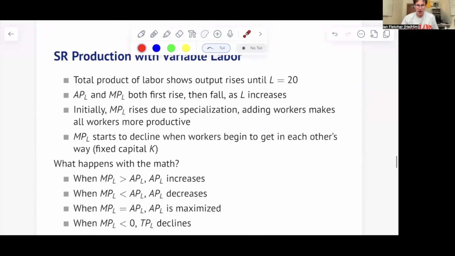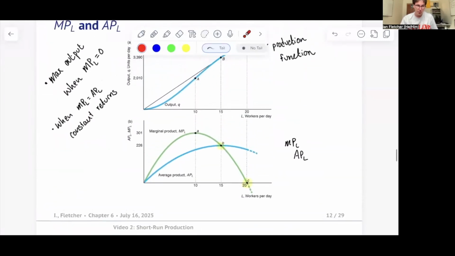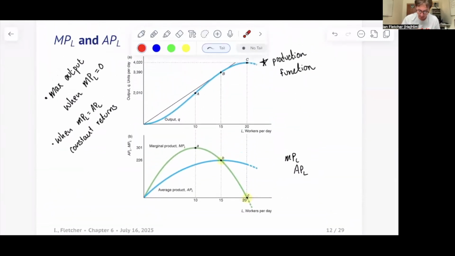So, what happens with the math, right? When we have our marginal product of labor being above our average product of labor, we're going to see that our average product of labor increases, right? So if marginal product of labor is higher, average is going to increase. As soon as the marginal product of labor becomes less than the average product of labor, we see the average product of labor start to decline. When these are intersecting, APL is maximized.